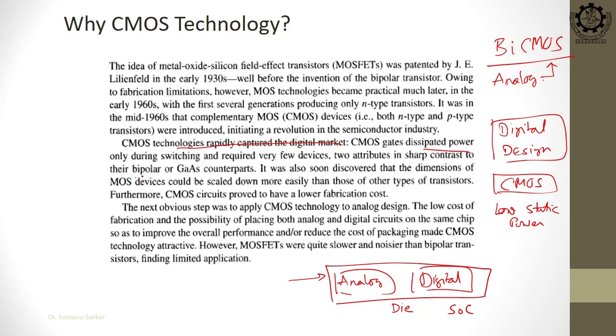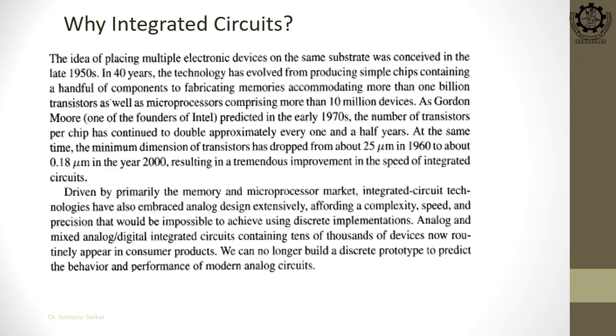So, as I said, bipolar or gallium arsenide speed is quite high, but for digital, CMOS is preferred, because of another reason: lower fabrication cost. For bipolar or gallium arsenide, the fabrication cost is also higher. And as CMOS technology has developed, it is now also suitable for analog design. So, one of the main reasons the designer goes for CMOS is the low cost.